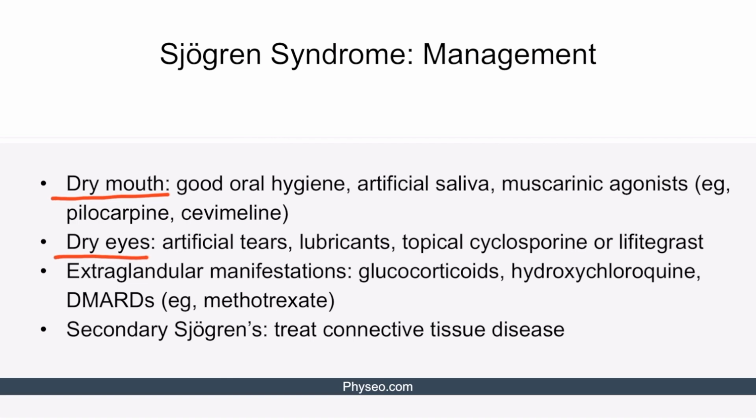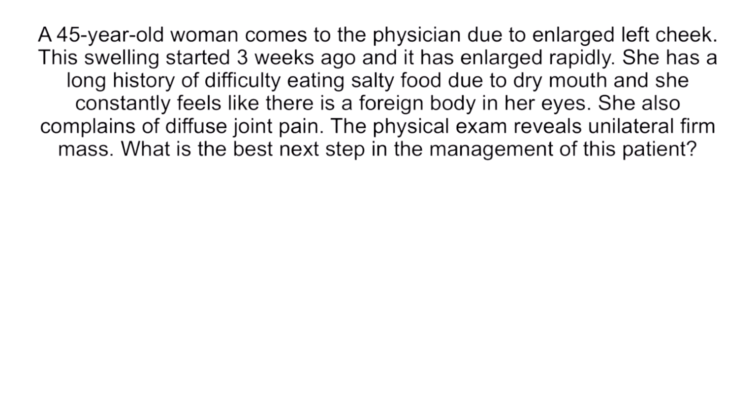If the patient has extraglandular manifestations, pharmacologic therapy is indicated and includes glucocorticoids, hydroxychloroquine, and disease-modifying anti-rheumatic drugs like methotrexate. Lastly, in states of secondary Sjögren syndrome, we should also treat the underlying connective tissue disease. Now let's do a flash quiz.